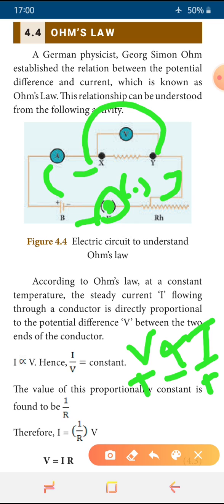It means when potential difference increases, current increases. Potential difference decreases, current decreases. This is called Ohm's law.